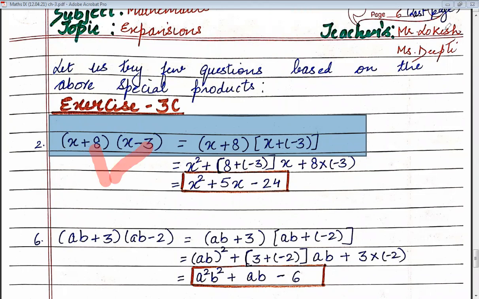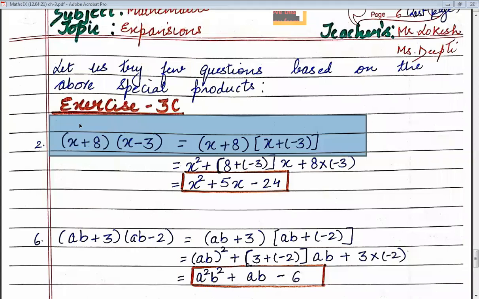Okay, now children, let's use the formula directly. Here you will square the first term, that is x square. Then add the second terms of the expression. Your second terms are 8 and minus 3, times x, plus the product of the second terms of the expression, that is 8 multiplied by minus 3. So your final answer is x square plus 5x minus 24.